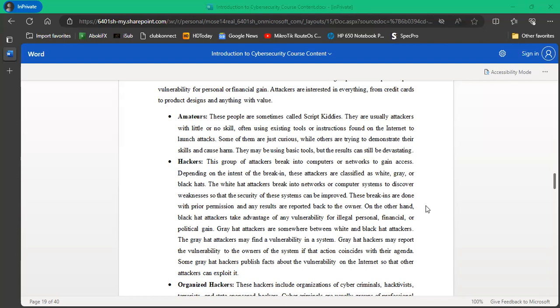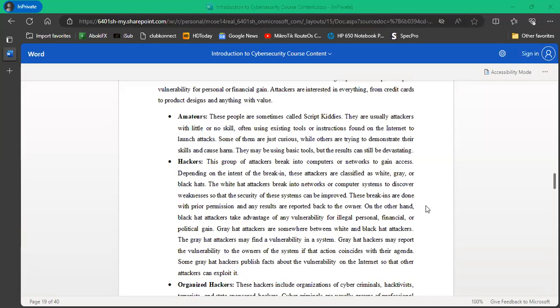Black hat hackers take advantage of any vulnerability for illegal personal, financial, or political gain. And gray hat attackers are somewhere between white and black hat hackers. These gray hat hackers may find a vulnerability in a system and report it to the owner of the system if the action aligns with their agenda. And some gray hat hackers publish facts about the vulnerability on the internet so that other attackers can exploit it.